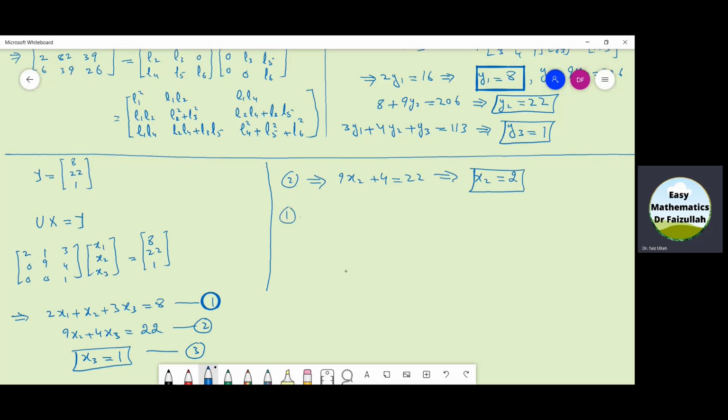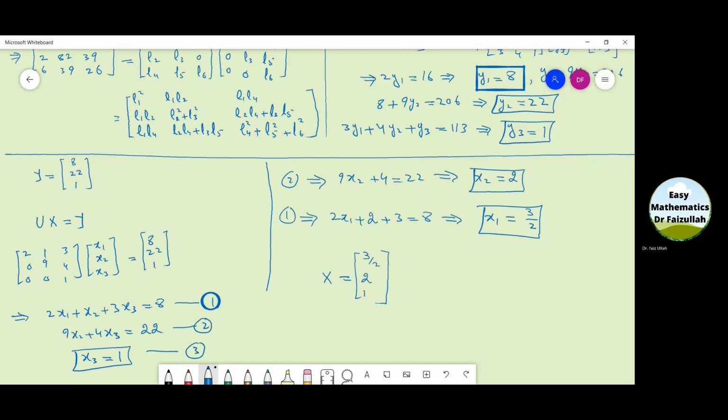And now let us get the next value from equation 1. So we have 2x1. The value of x2 is 2. The value of x3 is 1. This is equal to 8. And if we further simplify this, we have x1 is equal to 3 by 2. Hence, the required solution x is given by 3 by 2, 2, 1. That's all.